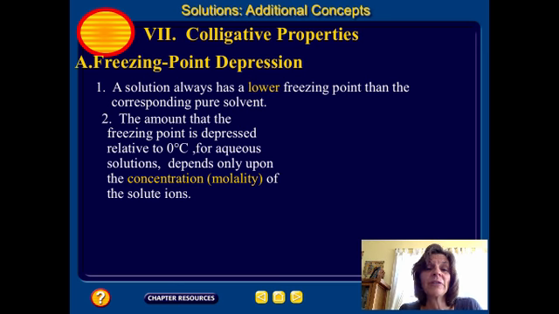All right, let's start with freezing point depression. Anytime you put salt in water, it lowers the freezing point of the solvent. Ocean water doesn't freeze as easily as lake or creek water, fresh water, and that it is depressed depends only on the concentration of the solute ions, and it uses the concentration molality.